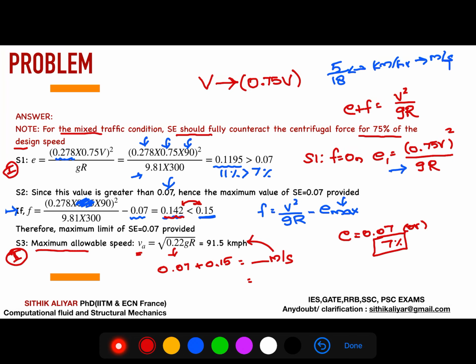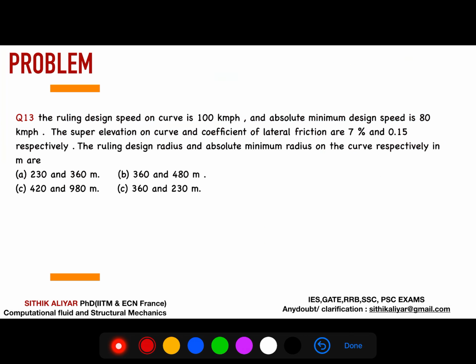So these are the design steps involved. In many different question papers, like the RRB and SSC we discussed, they can ask you in different ways, but all the questions will come under these 3 steps. If they ask you to design a super elevation, go this way. Step 1, find the super elevation and check whether it is less than 7%. Step 2, find the friction and check whether it is less than 0.15. Or decide your allowable speed. So this is your first question.